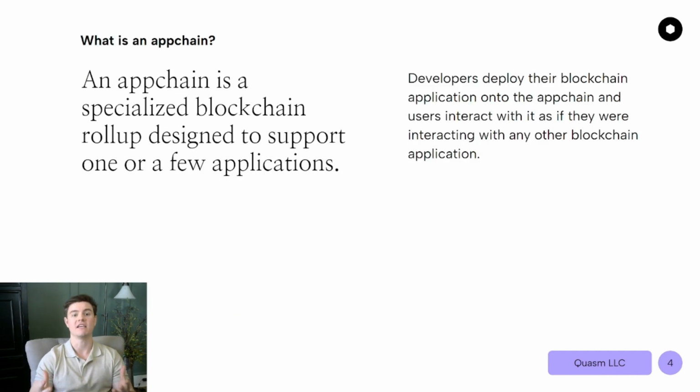So what exactly is an Appchain? Well, an Appchain is a specialized blockchain dedicated for one or a few applications. Developers can deploy these Appchains, then they can deploy their smart contracts or their decentralized application onto an Appchain, and users can interact with it no different than any other blockchain.